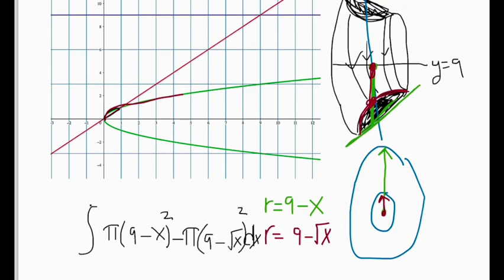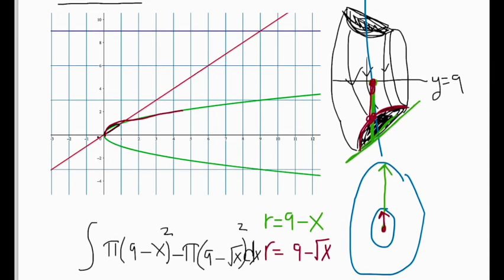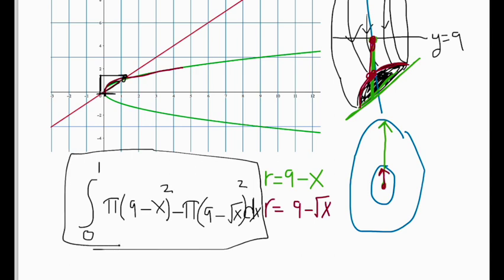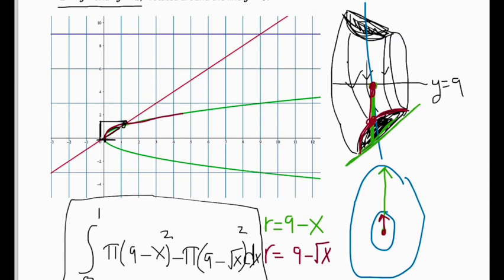So now we just have to figure out what our upper and lower limits are. So the area that we're integrating to create this volume, if I look at these intersection points of where these two curves meet, that's going to be from 0 to 1. So I'm going to set up my integration with a lower limit of 0 and an upper limit of 1. So this is what I need to calculate to find the volume of this region that has been rotated around the line y equals 9.